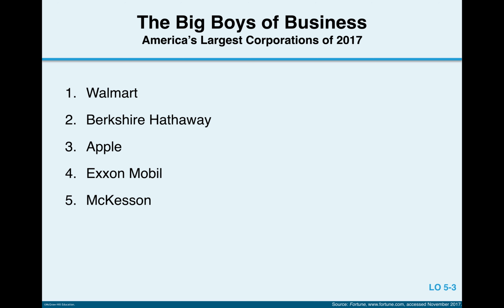So the big boys, America's largest corporations in 2017. We've got Walmart at top, Berkshire Hathaway, which is Warren Buffett's company, at two, Apple at three, ExxonMobil at four, and McKesson at five. The thing I found really interesting, with Walmart at number one, is that Walmart right now is obsessed with beating Amazon. Amazon kind of has their foot in the door. They're great at two-day shipping if you have Amazon Prime.